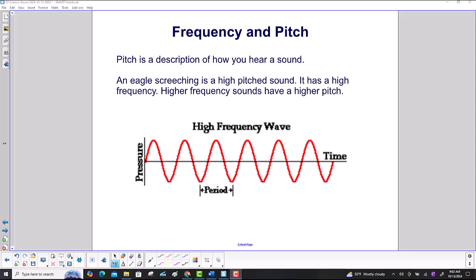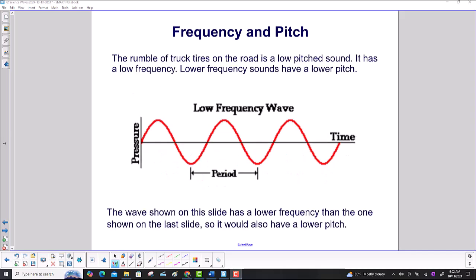An eagle screeching is a high-pitched sound. It has a high frequency. Higher frequency sounds have a higher pitch. The rumble of truck tires on the road is a low-pitched sound. It has a low frequency. Lower frequency sounds have a lower pitch. The wave shown on this slide has a lower frequency than the one shown on the last slide, so it would also have a lower pitch.